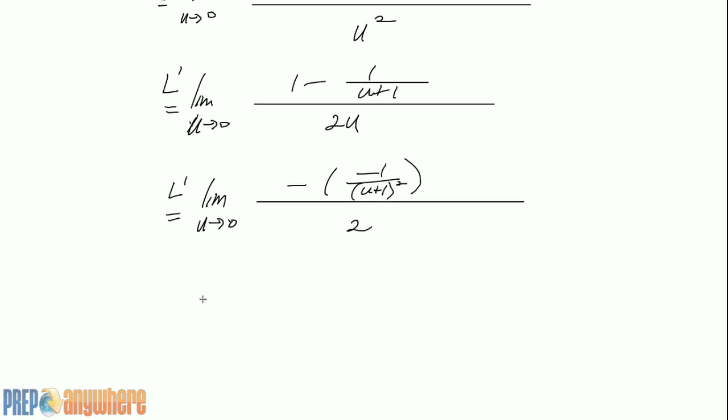Okay, so in here, let's clean this up first. We get 1 over u plus 1 squared over u. Now if you plug in 0, you get 1 over 2. So that's the limit.